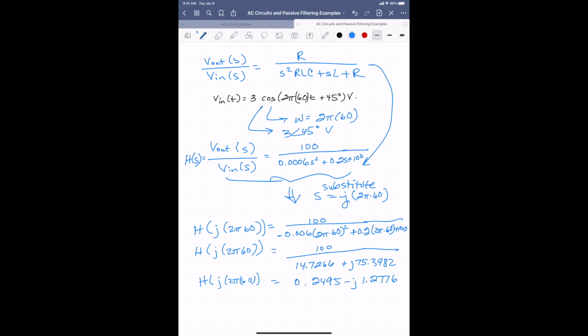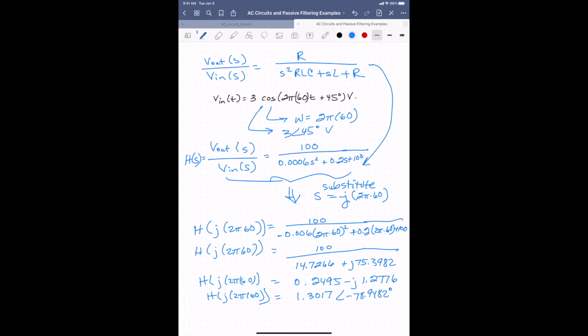Now, at this point, we can write this as a phasor. Even though it's a transfer function, you can still write it as a phasor. And when I do that, I end up with 1.3017 at an angle of minus 78.9482 degrees. And of course, there are no units because we're doing a voltage over a voltage.